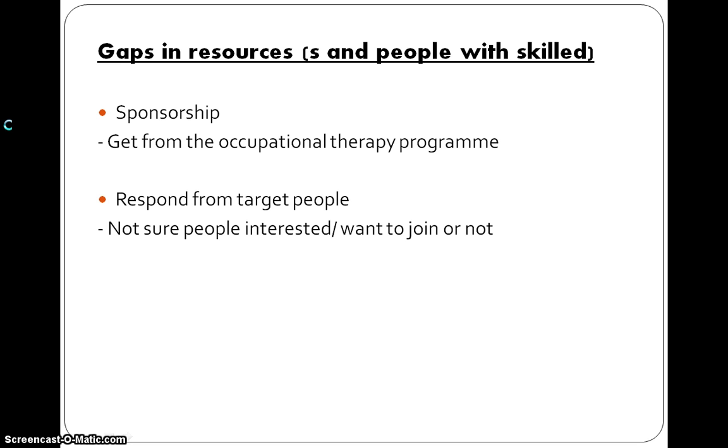Next is the gaps in resources. Gaps are about the sponsorship and response from the target people. For sponsorship, we will get the sponsorship from the occupational therapy program. But before we get the sponsorship, we need to give out our money first before we get the sponsor.